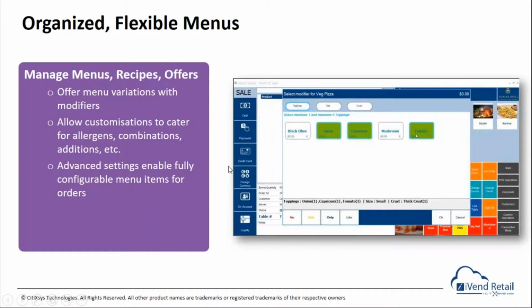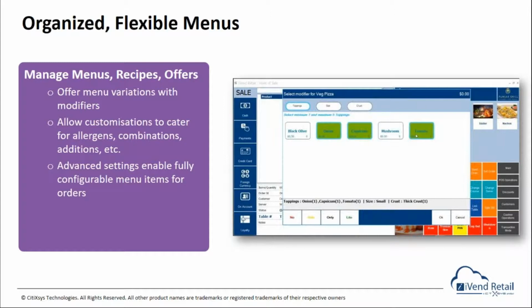Going forward, iVend Hospitality provides mechanisms to create well-organized and flexible menus, add and manage recipes from the back of house, and plan menus, purchases and set up offers. What you can do is add variation to the menu item with modifiers and avoid having to create a separate new item each time.